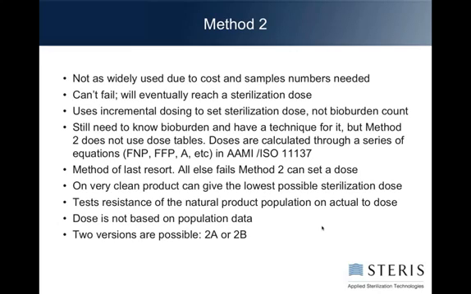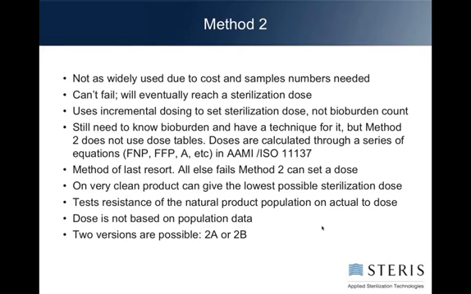It uses incremental dosing, or the resistance of the organisms in your bioburden, not the bioburden count, to determine the dose. You still need to know the bioburden and to have a technique for doing it, but method 2 does not use dose tables. It does a series of calculations using data that you're going to develop through a number of sterility tests to set that verification dose and the minimum sterilization dose. To many, this is a method of last resort because it cannot fail. On very clean product, it also can give you the lowest possible sterilization dose, which is very attractive to products that have very low tolerance to dose.